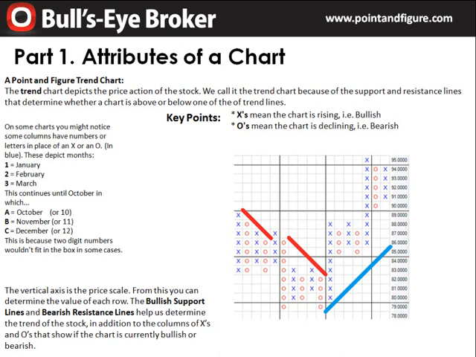The vertical axis is the price scale. From this you can determine the value of each row. Bullish support lines and bearish resistance lines help us determine the trend of the stock, in addition to the column of X's and O's, which show if the chart is currently bullish or bearish.